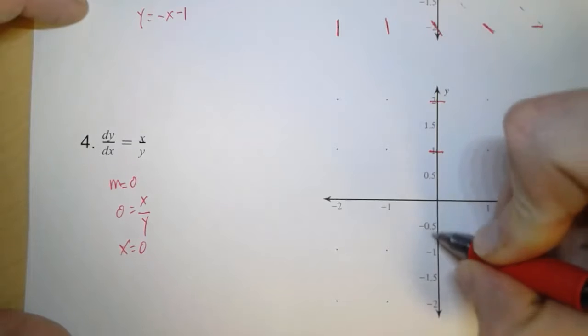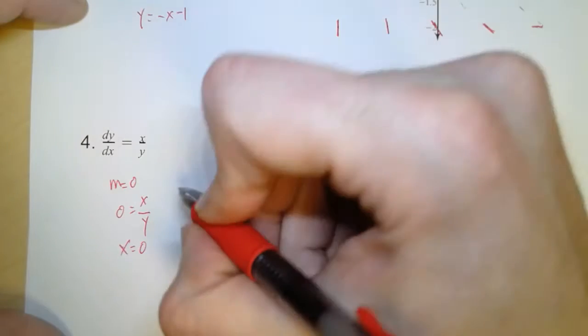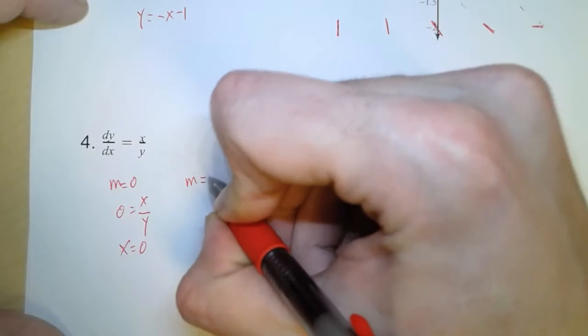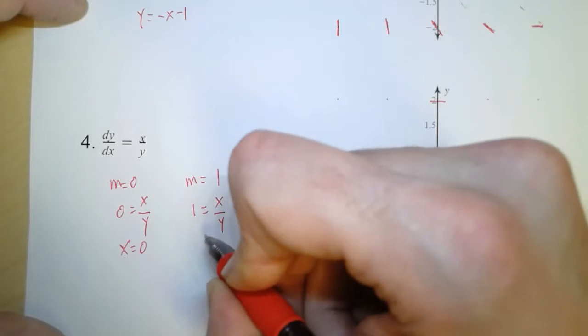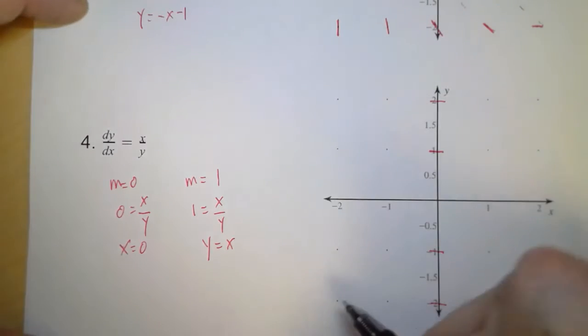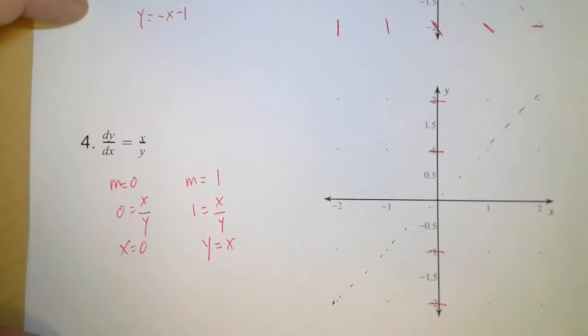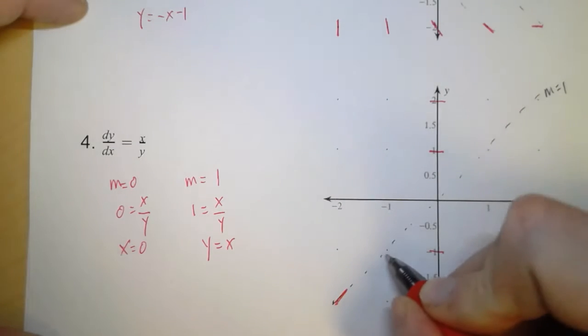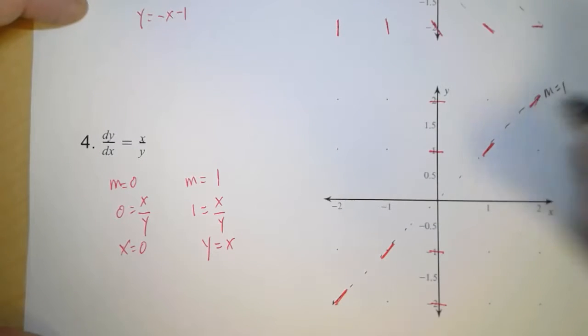All right. Now what about if I have a slope of 1? That means 1 equals x over y, and if I were to multiply the y out, I would get y equals x. So that means along here, I should have a slope that equals 1. So right here I have a slope of 1, right here I have a slope of 1, right here I have a slope of 1, and right here I have a slope of 1.